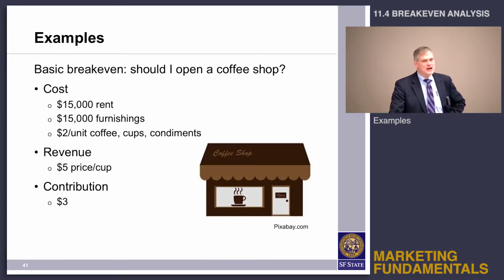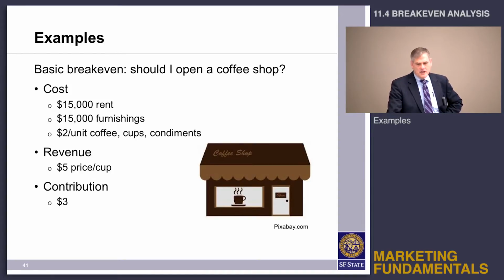I'm going to have to pay $15,000 a year for rent. I'm going to have to pay $15,000 for furnishings, and I am planning on selling my coffee at $5 a cup, and I figure it's going to cost me about $2 a cup for the fixins, for the coffee, for the paper, for the sugar, for the cream. So what would that $2 per unit, coffee, cups, condiments, be? It would be marginal cost or direct variable cost, okay.